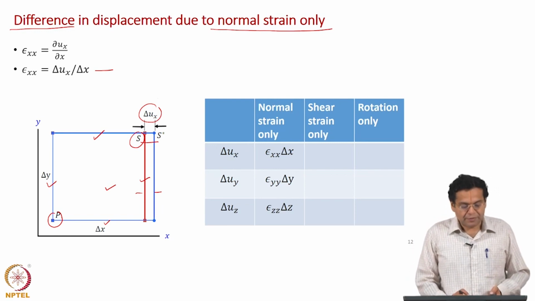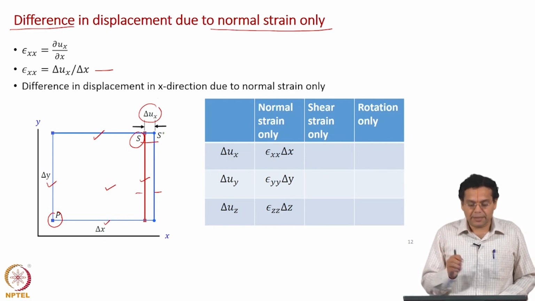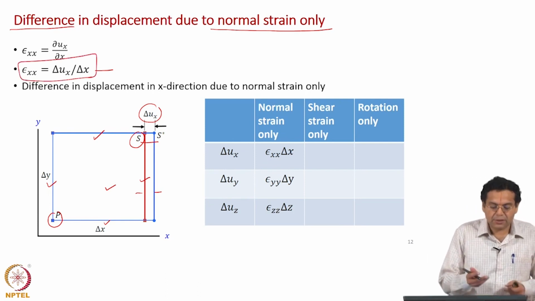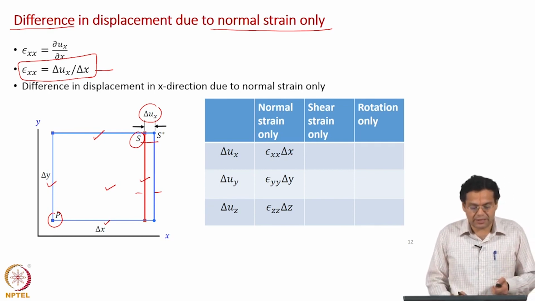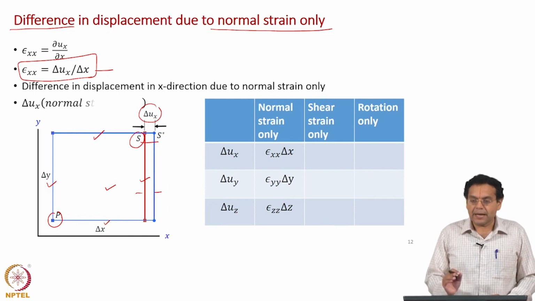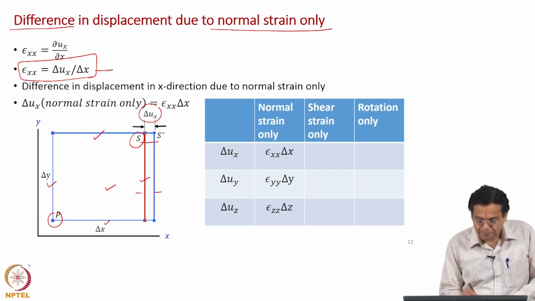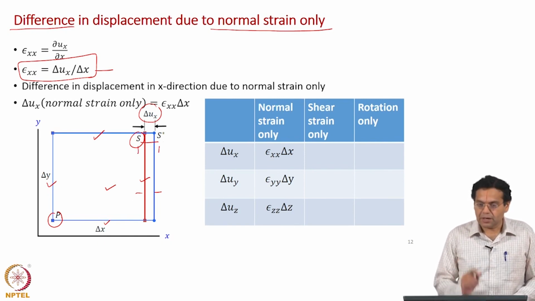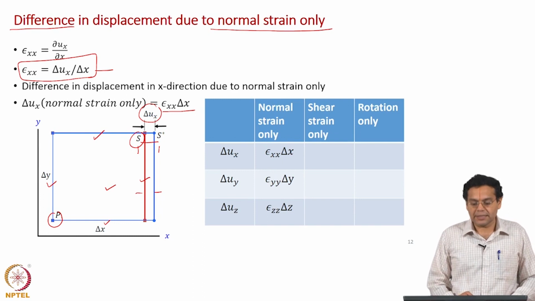Okay. So, now, what is it that we are interested in? Remember, we are interested in the difference in displacement due to normal strain only. So, the same expression we earlier wrote as an expression for normal strain, but now we are going to write an expression for delta Ux, which is what we are interested in. So, delta Ux (normal strain only) is equal to epsilon xx into delta x. Physically what it tells you is, the difference in displacement from x to S star because of normal strain only can be obtained by just multiplying epsilon xx into delta x.